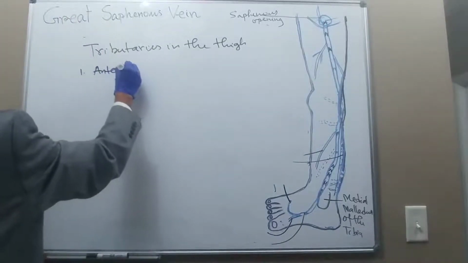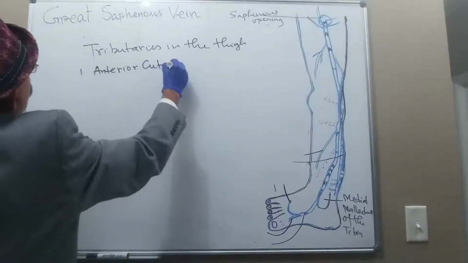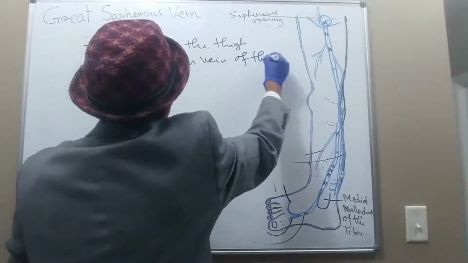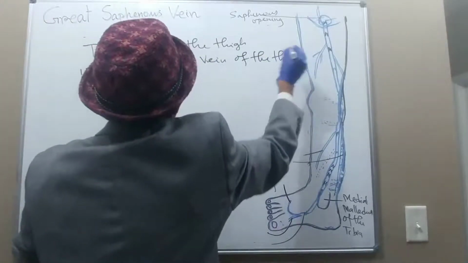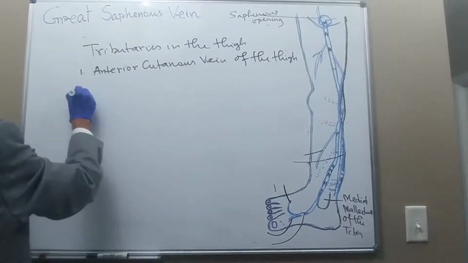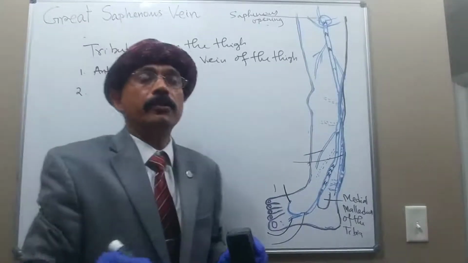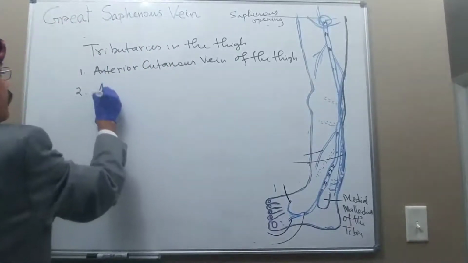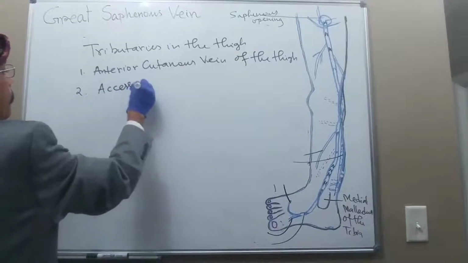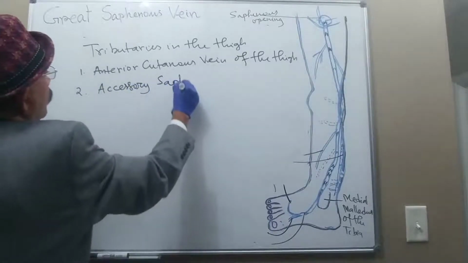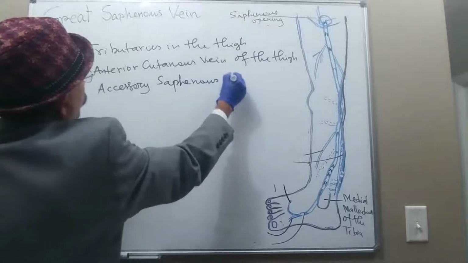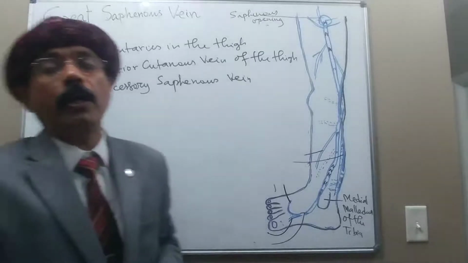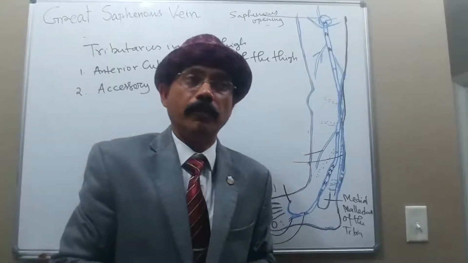Anterior cutaneous vein of the thigh. Okay, we have also another tributary, that is posteromedial tributary, which is also called accessory saphenous vein. That is going posteromedially, and it may connect with that of the small saphenous vein.